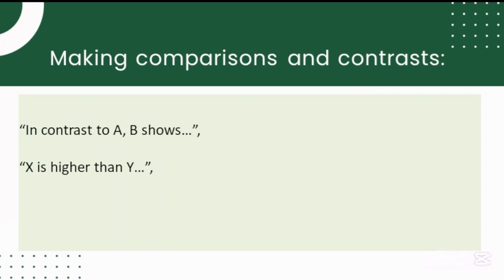So here we are using comparatives of adjectives or adverbs. Unlike A, B demonstrates. Like A, B demonstrates. It's either comparison or contrast. You might find the whole list of comparison connectors and contrast connectors in the previous lesson.